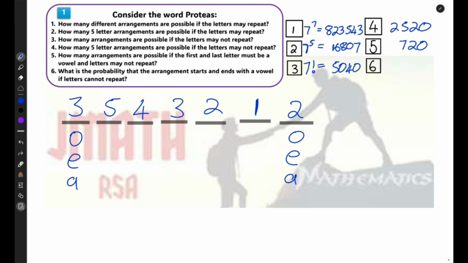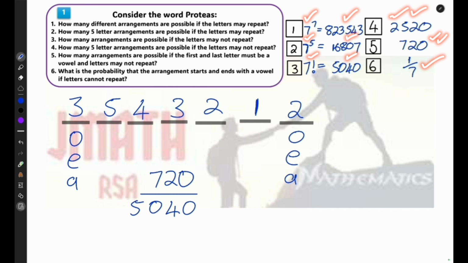Question 6, what is the probability that the arrangement starts and ends with a vowel and letters cannot repeat? Okay, so it's exactly the same question as question 5, except the word probability is now mentioned. So I'm going to take the answer for question 5, so 720, and I must just divide it by the total when the things may not be repeated. So question 3's answer, so 5040, which is actually just 1/7.